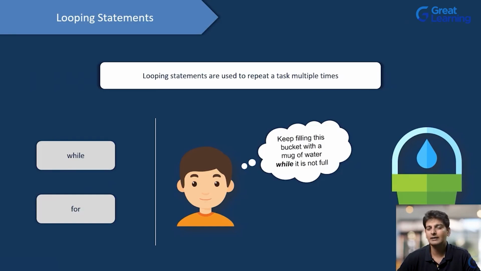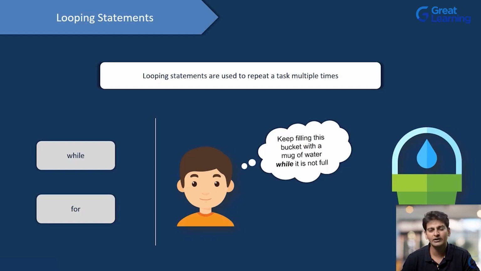Looping statements are basically used to repeat a task multiple times. Let's understand looping statements with this example. You have a bucket and you want to completely fill it up with a mug of water. The condition is, while the bucket is not full, you will keep on adding a mug of water to it until it is full. So the repetition task is, you will have a mug of water and you will keep on pouring that into the bucket until it is full. So you're repeating a task until the final condition is met. And this is how the while loop works.